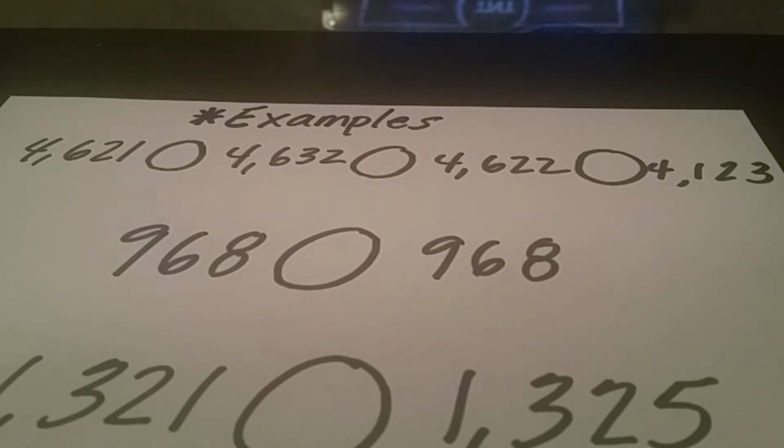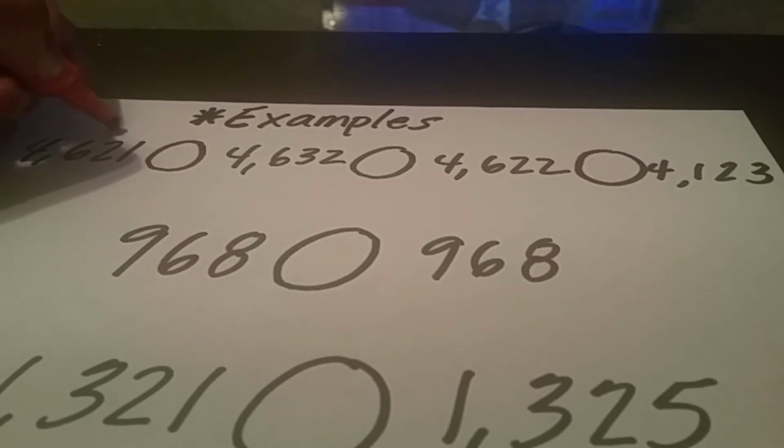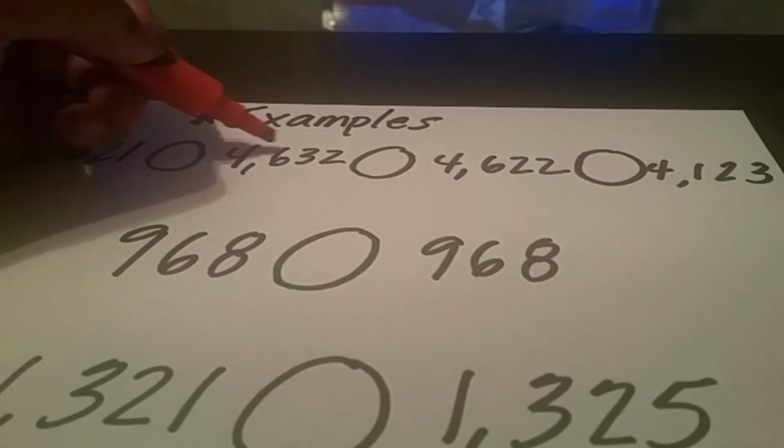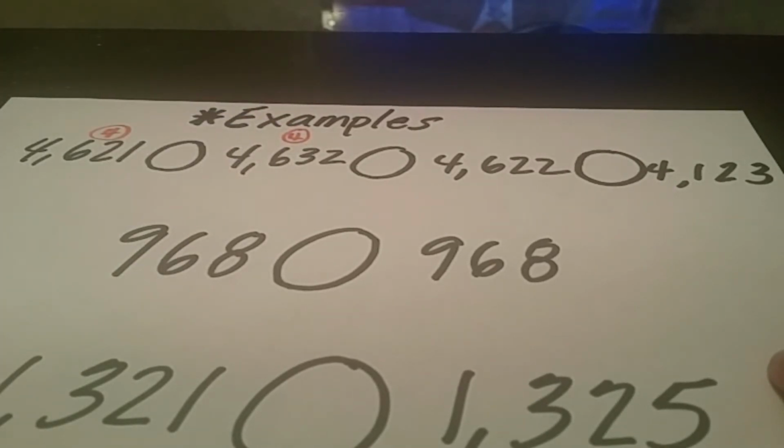So now let's look at a few examples. Say you have more than one number that needs to be compared at a time. You never compare more than two numbers at a time. You only compare two numbers at a time. So the first two numbers I'm going to start with are these two. I'm going to do my same thing. 1, 2, 3, 4. So I know they have the same amount of digits.